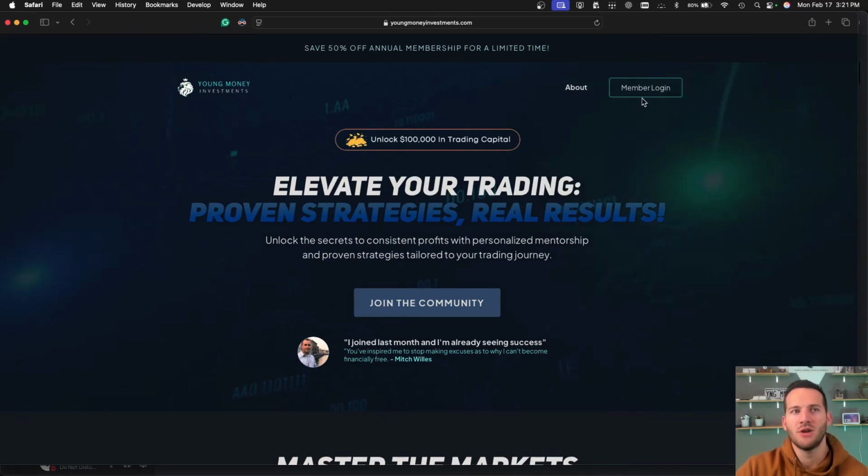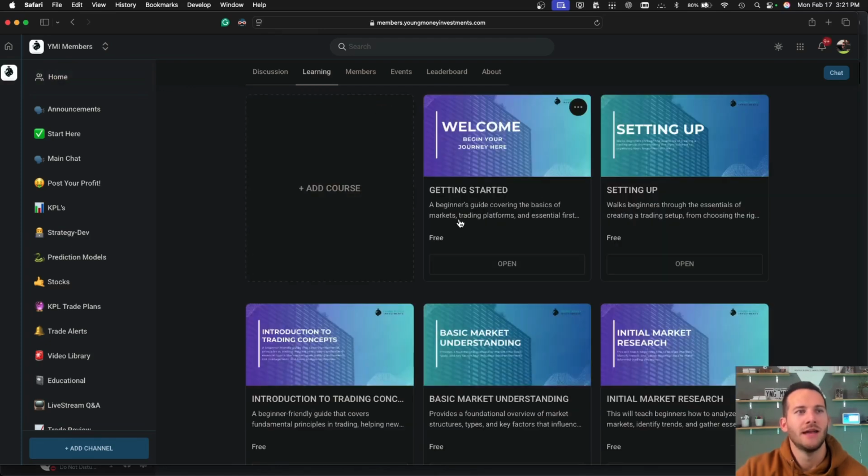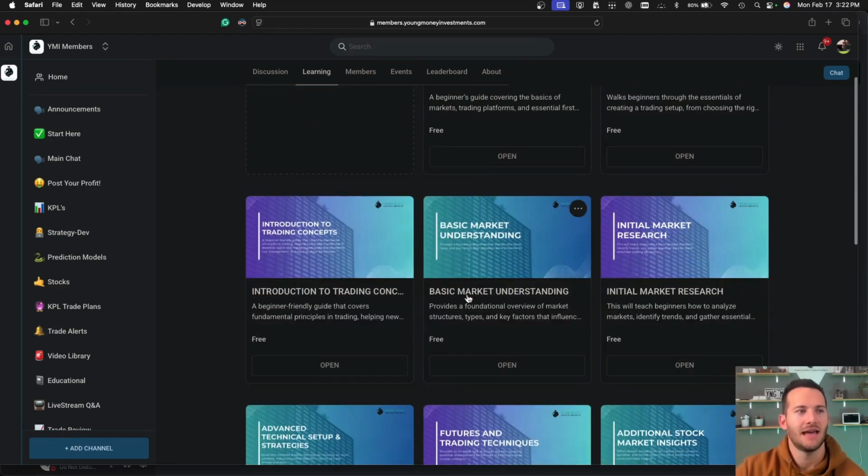And once you are a member, you can go in here to member login. You'll hit login. You'll give your login credentials, and it will hopefully load here quick. You'll click here on learning, and you'll have multiple sections. So we have the welcome, the getting started section. We have setting things up. We have the introduction to trading concepts.